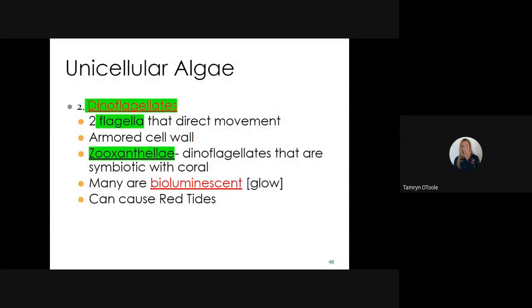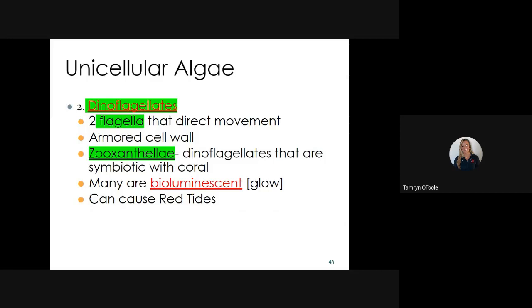All right, another type of unicellular algae that we are going to look at and be able to identify is a dinoflagellate. And I love that word, a dinoflagellate. A dinoflagellate gets its name because it has 2 flagella. If you remember back to, let's see, when did you do this? You did this in 7th grade. You also did this in biology. So you talked about flagella on unicellular organisms, and those are basically like a little whip-like tail that helps to direct movement of that organism. So these have 2 flagella. They also have an armored cell wall.